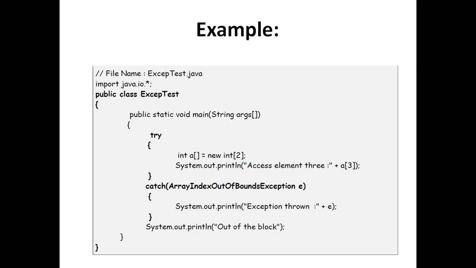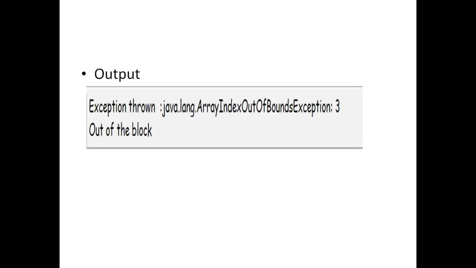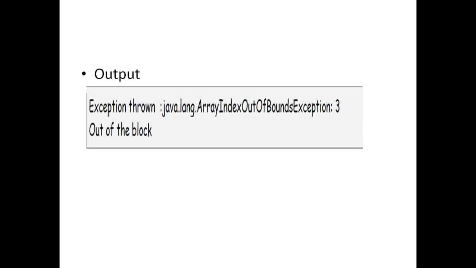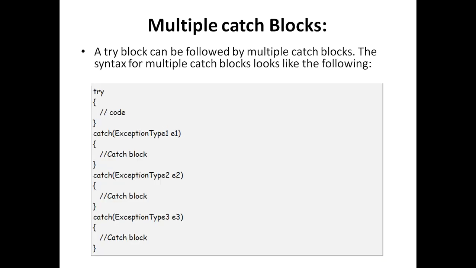Once the statement is executed in a try block, immediately it jumps to the catch block where it is going to match the type of exception it has thrown in the try block, and based on that the execution takes place. If you see, the output of the program is: exception thrown java.lang.ArrayIndexOutOfBoundsException, which is 3, then out of block. Out of block is nothing but a statement after the catch block. So this is the output of the example.